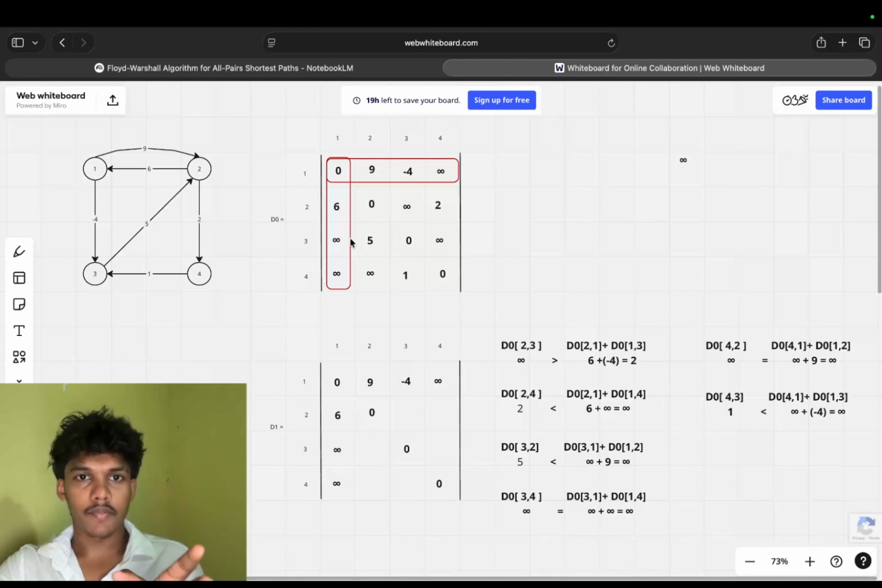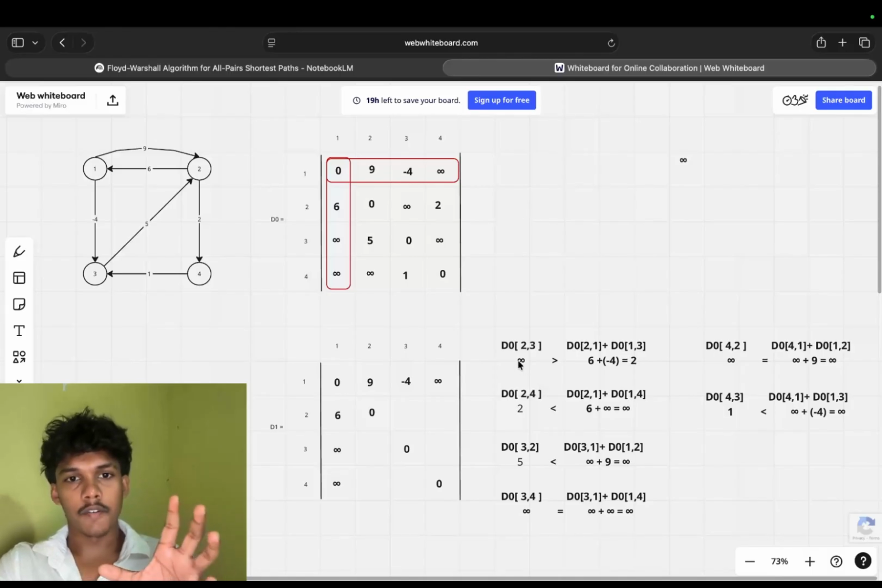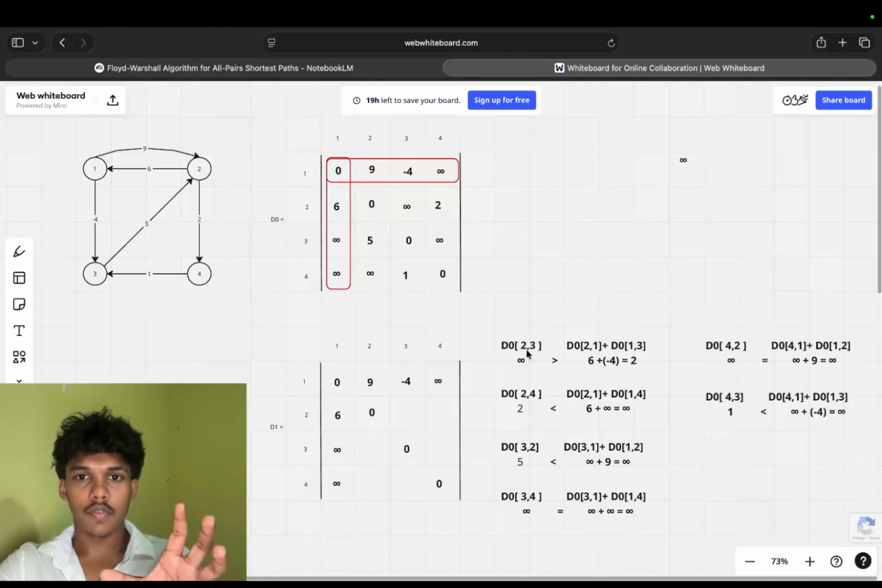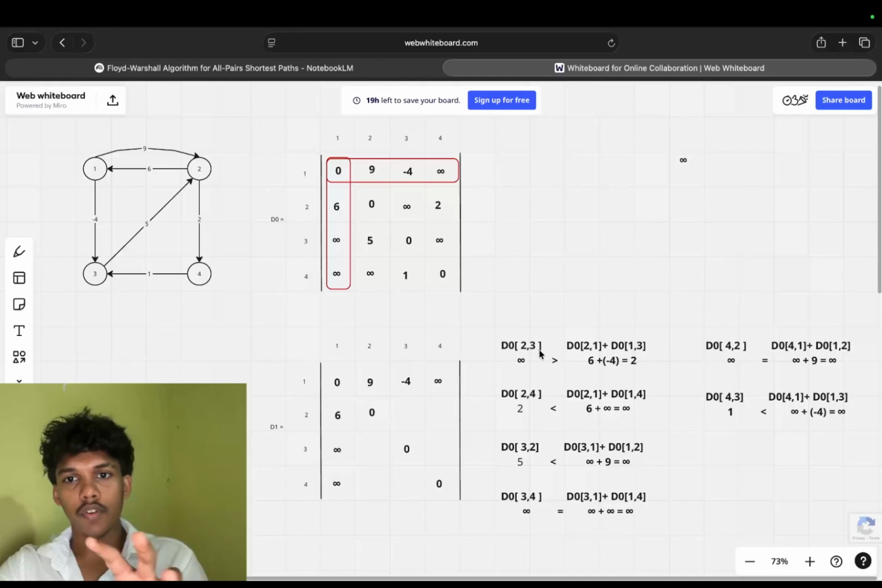So in the D0 matrix, 2 to 3 is, as you can see, infinity, but here we take the middle element as 1. So going from 2 to 3, we will first go from 2 to 1, then 1 to 3. Alright, so 2 to 1 is 6, 1 to 3 is minus 4, so it will give us the answer as 2. So 2 is less than infinity, so we will add 2.